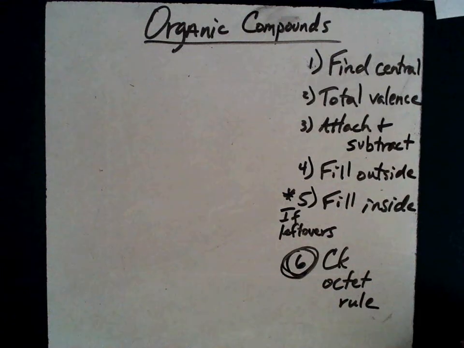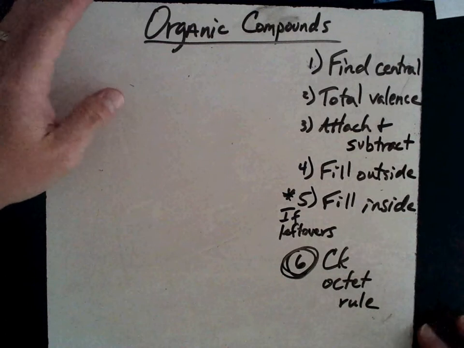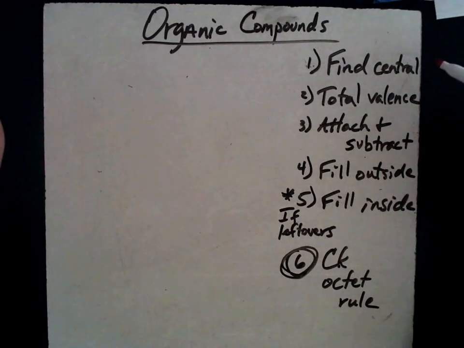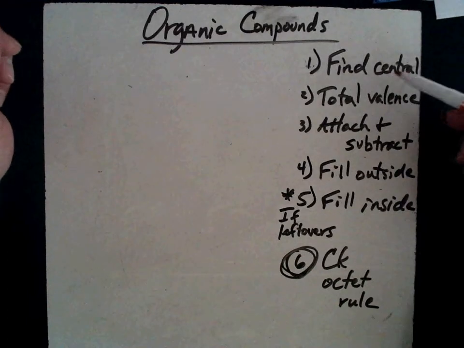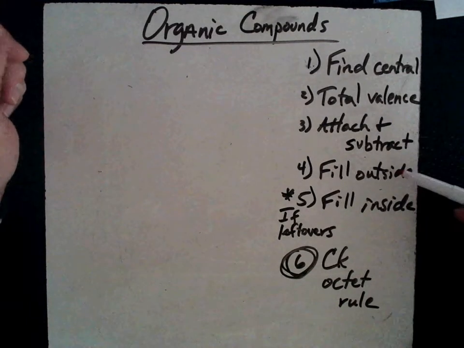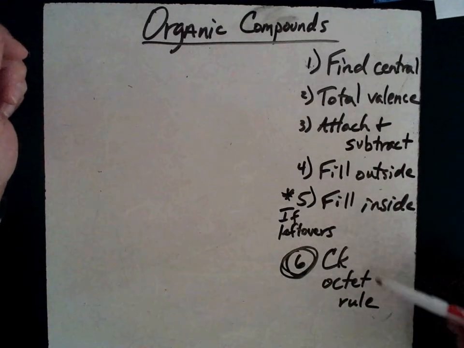All right, guys, in this video we're going to be talking about organic compounds. Now, we've been drawing molecules using the following rules, and the rules in the other videos are probably written pretty similar to this. Find the central atom, find the total valence electrons, attach and subtract, fill the outside atoms, fill the inside atom if you have leftovers, check the octet rule. And we're going to use exactly the same rules.